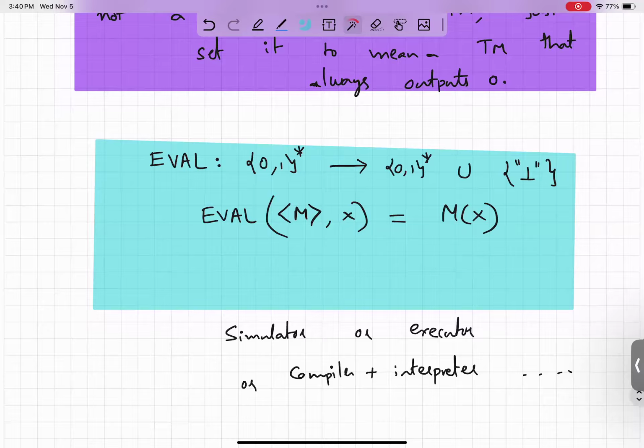Yeah? That's if it goes in perp. Again, the perp is not like I'm outputting the symbol perp, it's just saying that I didn't get any output. It's like a code dump error. I ran into an infinite loop. That's where I am. Okay? Any questions?